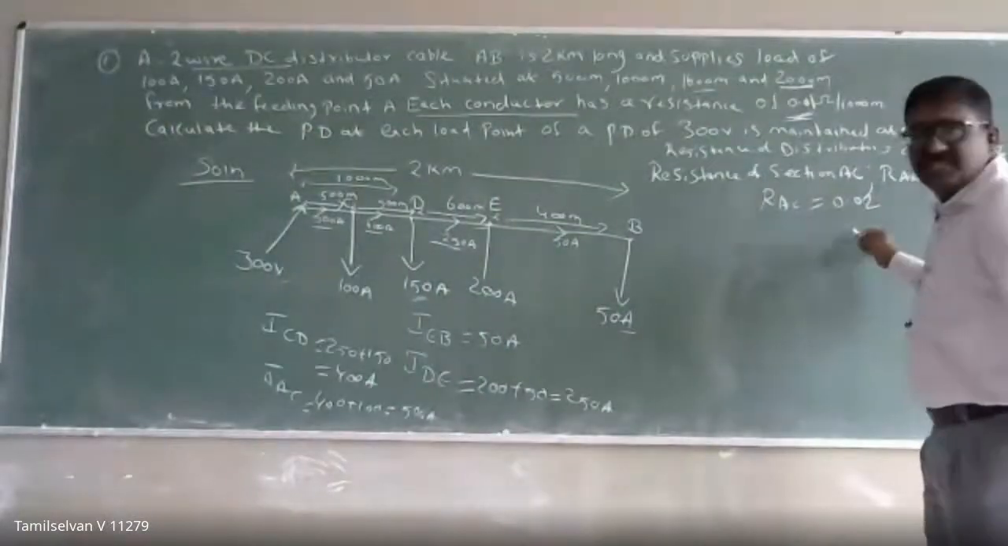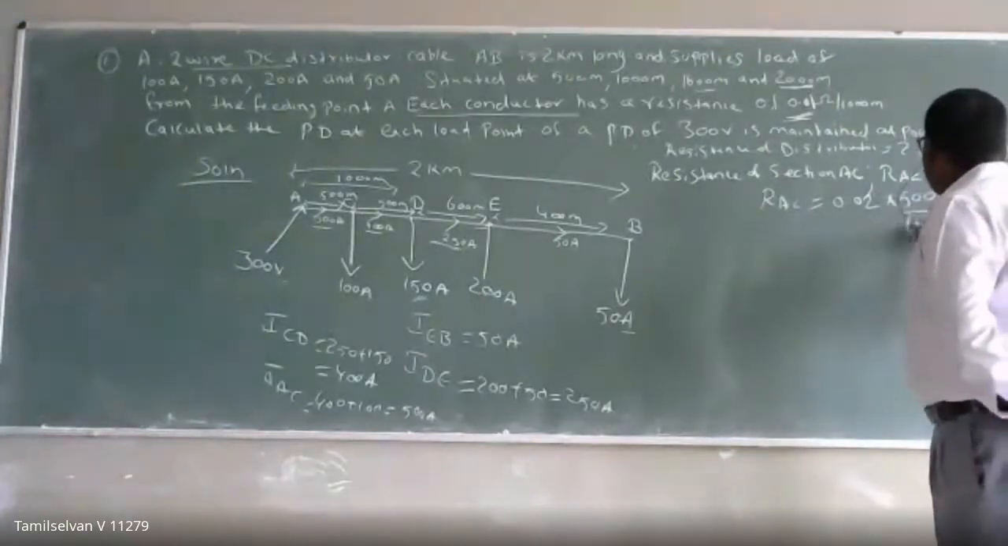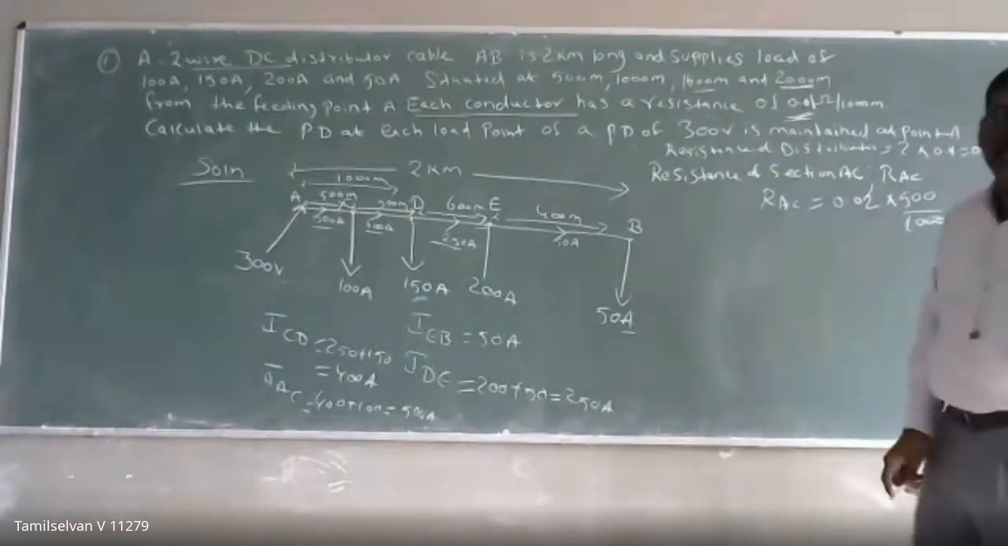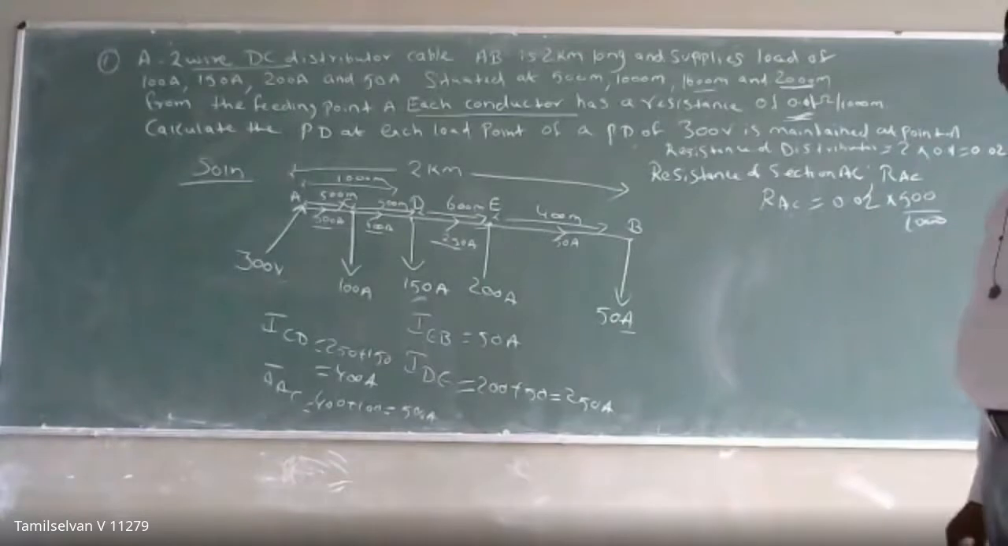So this will be equal to 0.02 into 500 by 1000. So what will be the value?